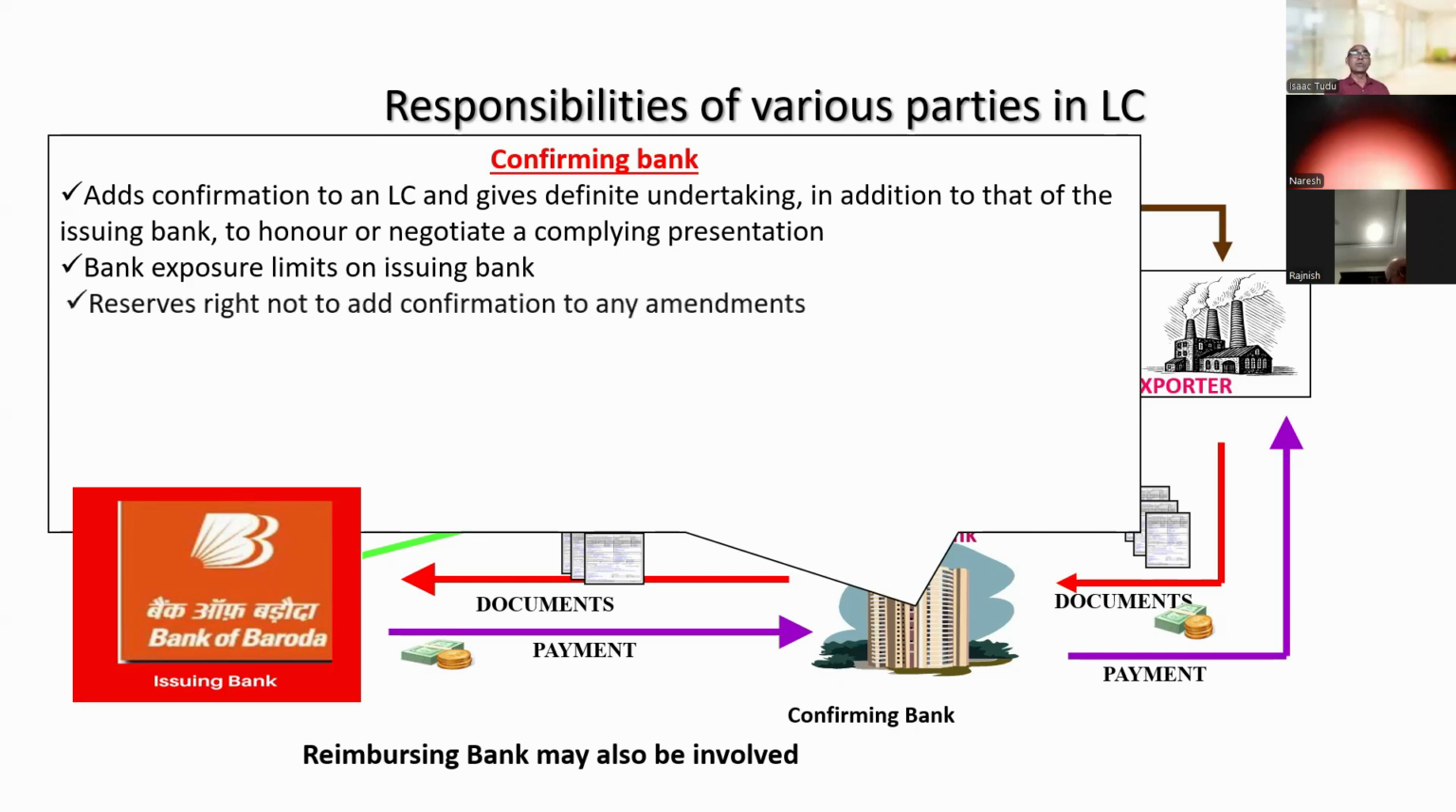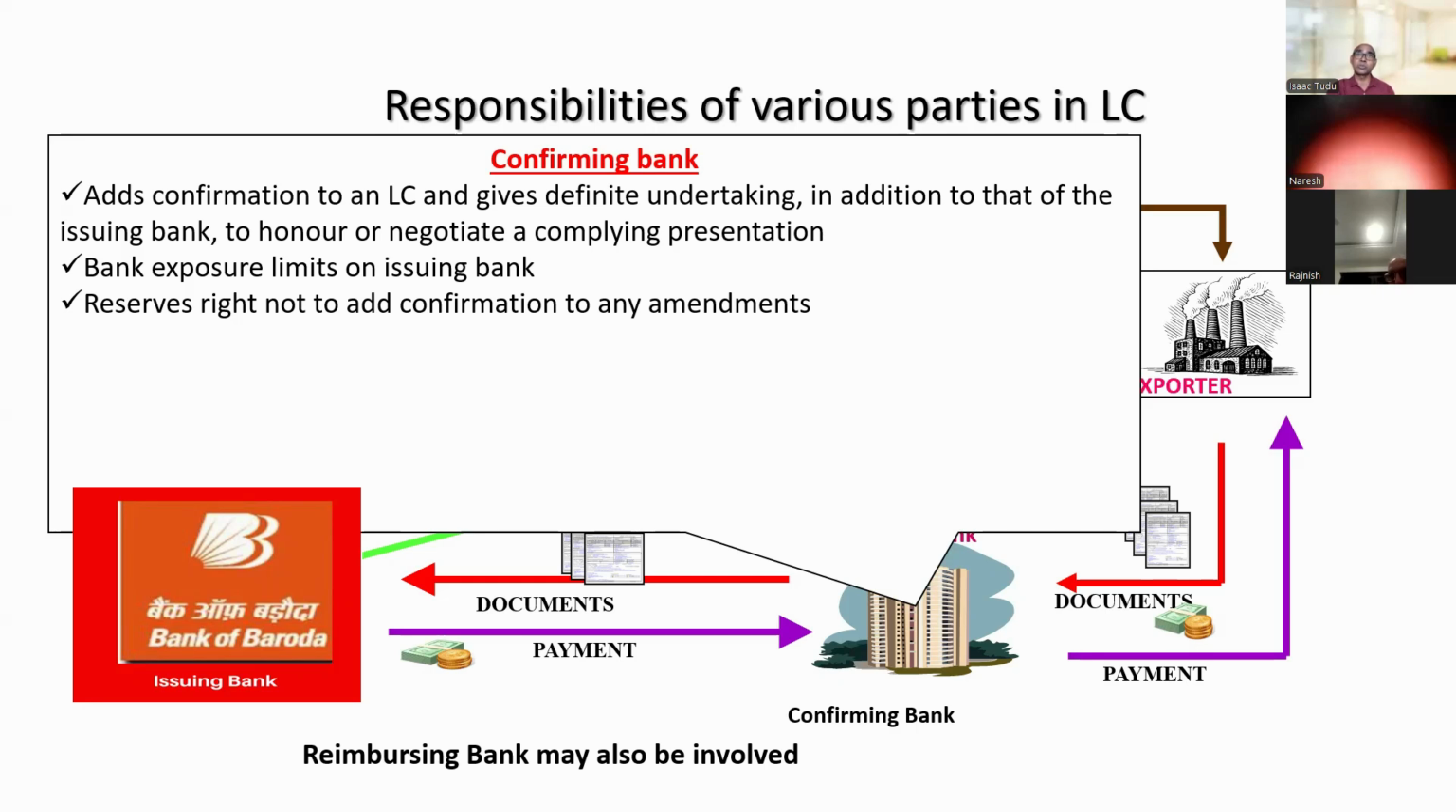Okay. So they reserve the right not to add the confirmation on any amendment. Maybe the initial LC was $50,000. Now the LC has been enhanced to $100,000. So the initial LC of 50,000 will be confirmed. But if they are not willing to take additional exposure, they may say that for the additional 50,000, when the LC is amended from 50,000 to $100,000, they are not comfortable. We will not add the confirmation.